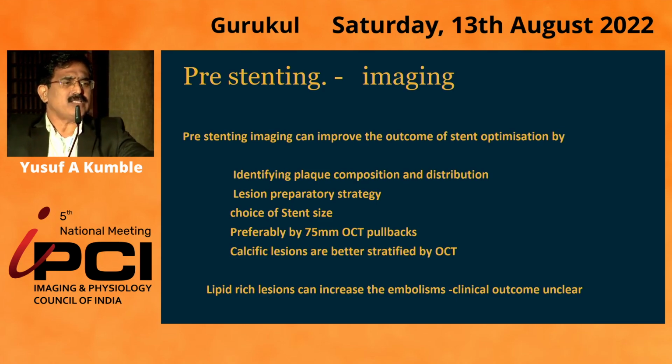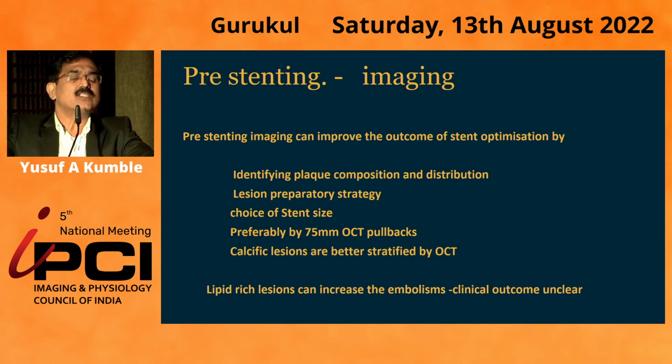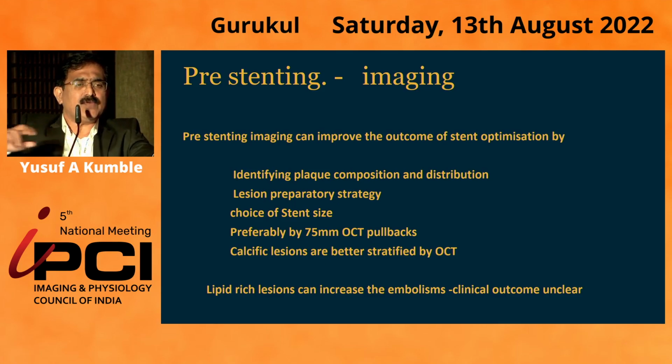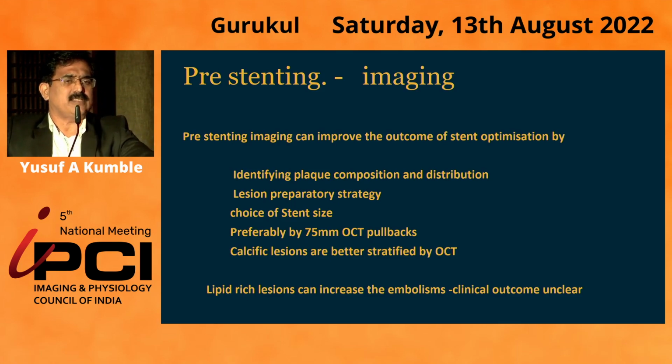If the morphology shows severe calcification, your strategy is different than for a soft plaque or a thrombus-containing lesion. The choice of stent size and the lesion preparation strategies also differ according to the morphology of the lesion. And if you are using OCT for the pre-PCI, it is better to image 20 to 25 mm beyond the lesion, that is about a 75 mm OCT pullback.